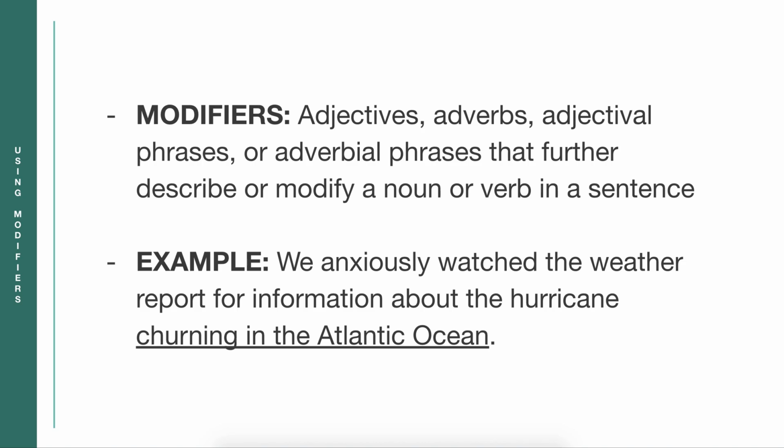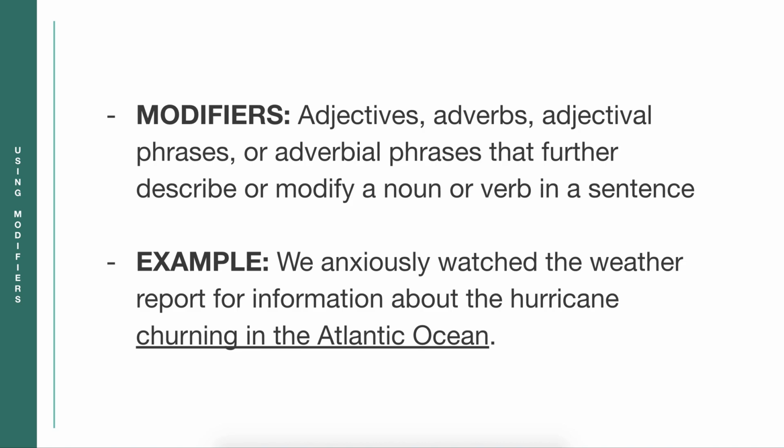Now in this sentence, the underlined portion, churning in the Atlantic Ocean, is our modifier. It is describing the hurricane. Because it's giving more information about the hurricane, because it's telling us what the hurricane is doing, that makes it a modifier. But it leads to a tricky situation with modifiers. Because as you can see here, this description is more than one word. It's an entire phrase.